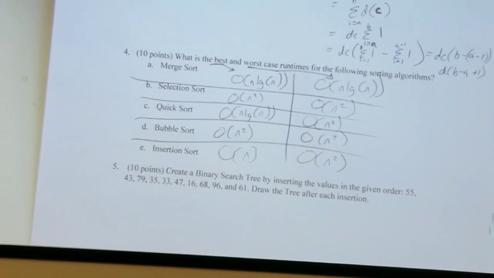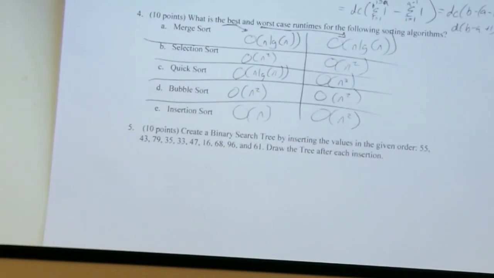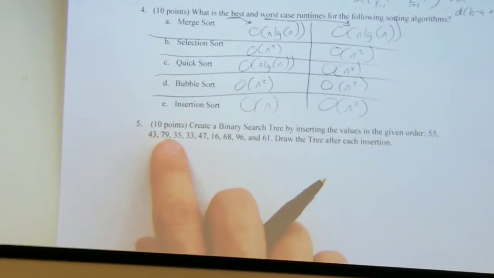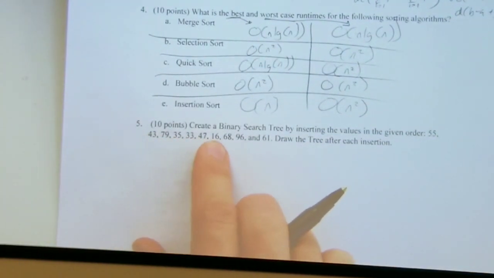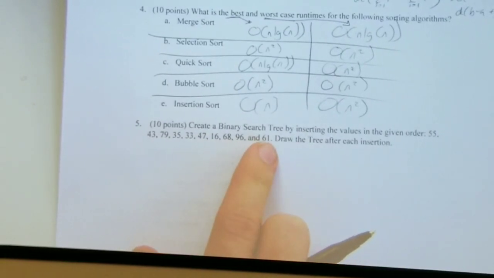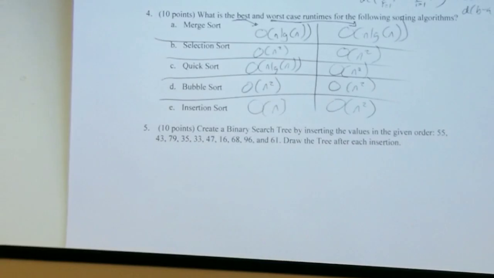So now we're going to create a binary search tree by inserting the values in the given order. We're going to insert 5, 43, 79, 35, 33, 47, 16, 68, 96, and 61. That's going to be a lot, right? And then it wants me to draw each tree after insertion.